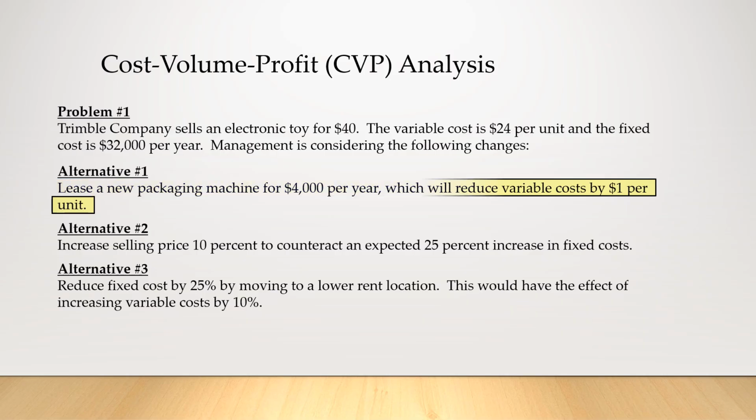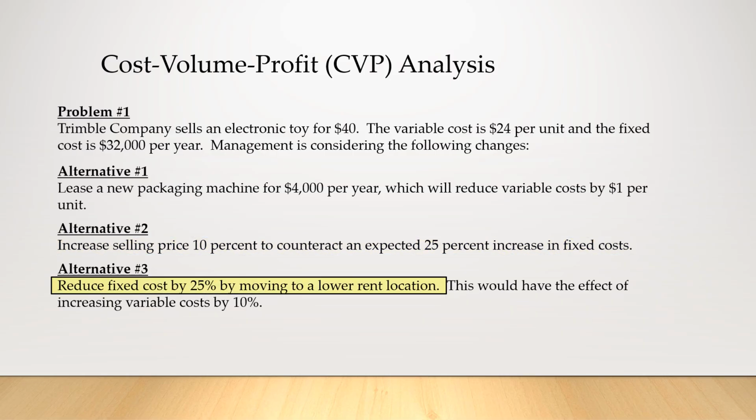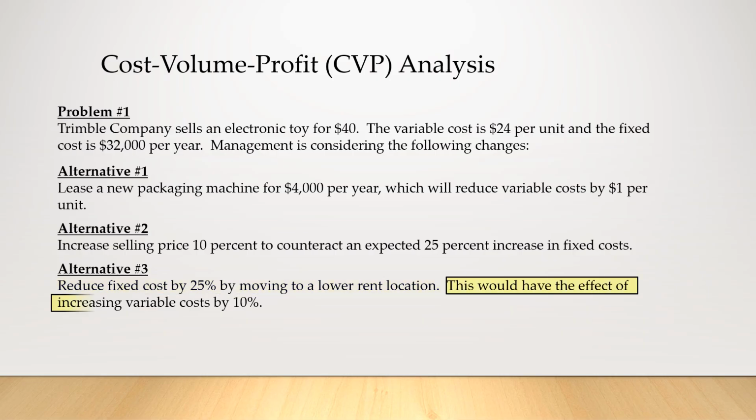Alternative 2. Trimble will increase its selling price 10% to counteract an expected 25% increase in fixed costs. Alternative 3. Trimble will reduce fixed costs by 25% by moving to a new location. This would have the effect of increasing variable costs by 10%.